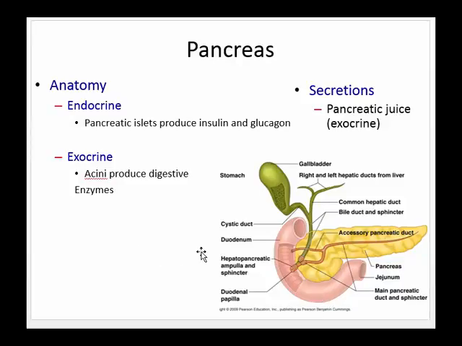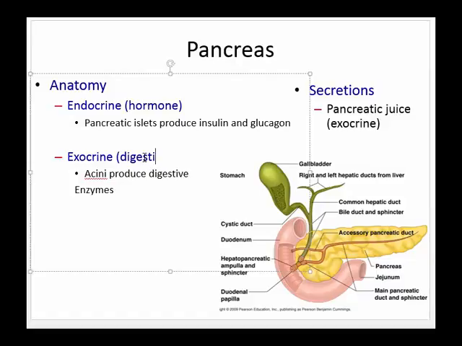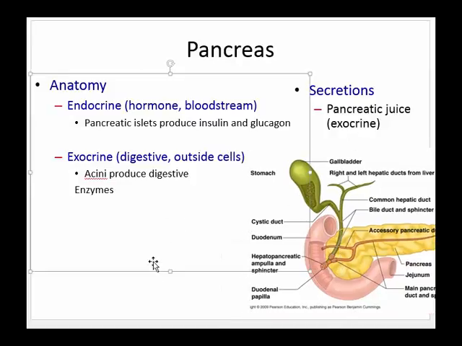And so the pancreas itself has both a hormonal or endocrine function, and it also has a digestive function or an exocrine function. When we talk about endocrine versus exocrine, endocrine refers to the fact that the contents are released into the bloodstream, and exocrine refers to the fact that basically it's released to the outside of the cells, which I guess you can't see there.